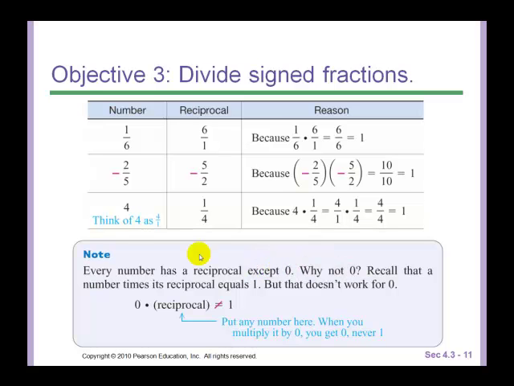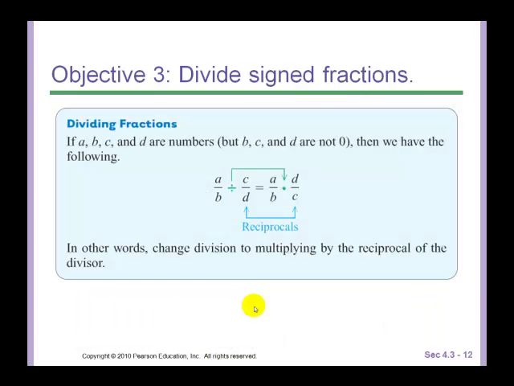That's because a reciprocal is something that you could multiply in order to get 1. But it doesn't matter what you put here, 0 times anything can never equal 1. Therefore, 0 can never have a reciprocal.